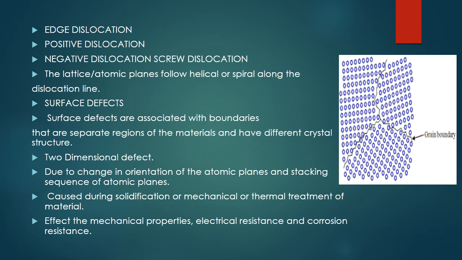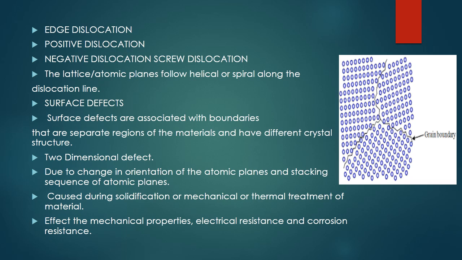The next one is screw dislocation. You can see the lines over there which follow a helical or spiral path along the dislocation line. Next is the surface defect.